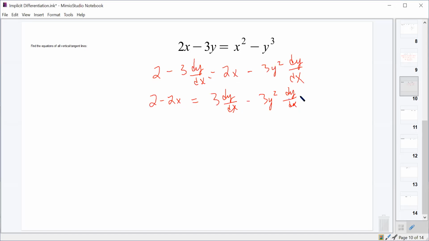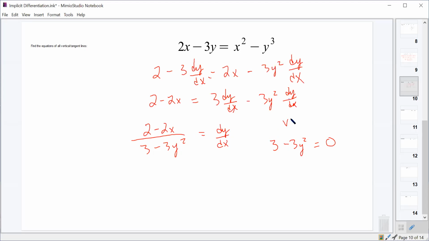Yeah. And then we factor out the dy/dx, and what are we going to end up dividing by? 3 minus 3y squared. So there's our derivative. We want to know when this has vertical tangent lines, so when it's undefined, so when the denominator equals 0. So 3 minus 3y squared equals 0.